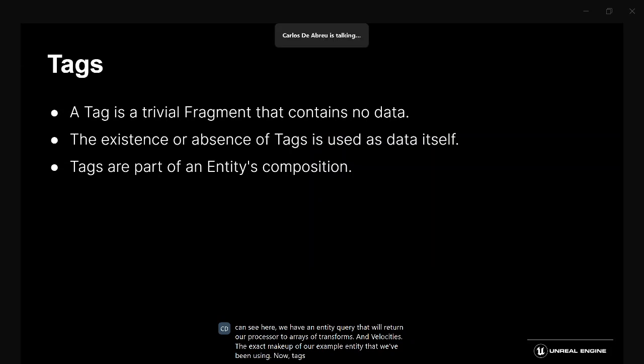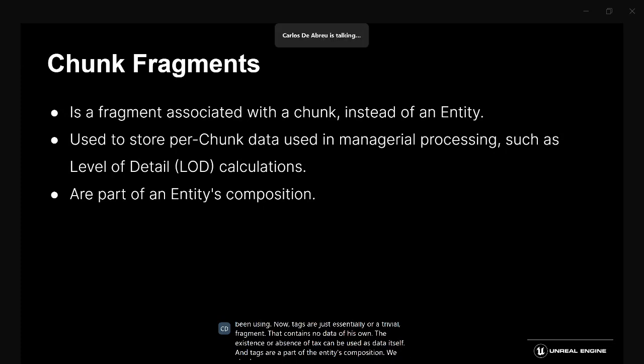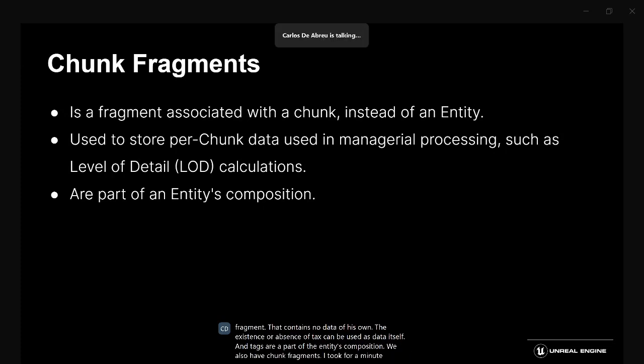Now, tags are essentially a trivial fragment that contains no data of its own. The existence or absence of tags can be used as data itself, and tags are a part of the entity's composition. We also have chunk fragments, and a chunk fragment is a fragment associated with a chunk instead of an entity. This can be used to store per chunk data used in managerial processing, such as, for example, levels of detail calculations. And they are all part of an entity's composition.